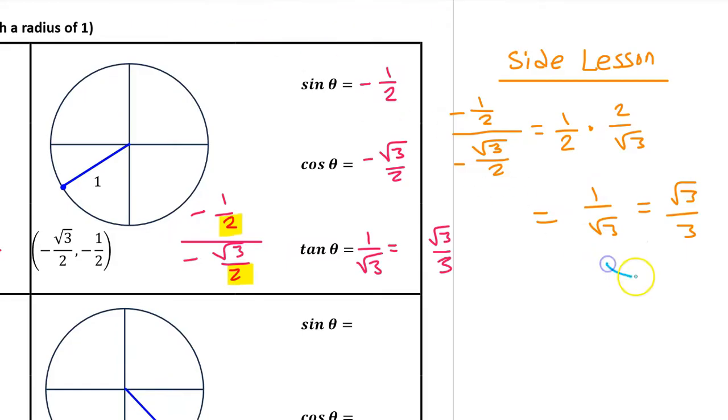If you are not sure how I'm getting from here to here, I am multiplying by radical 3 over radical 3. 1 times radical 3 is radical 3, and radical 3 times radical 3 is radical 9, and the square root of 9 is 3.